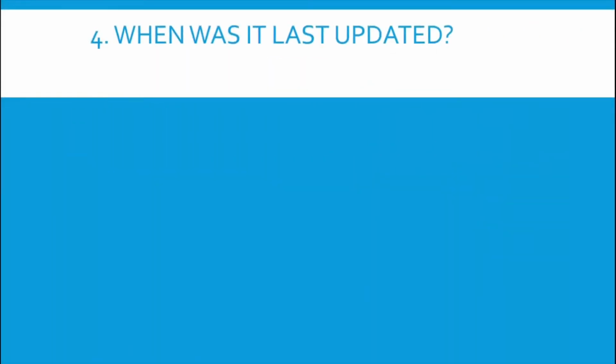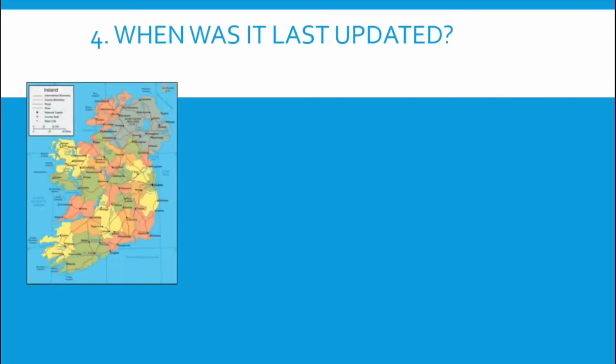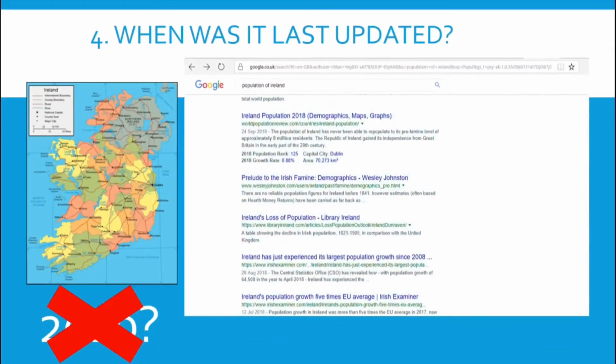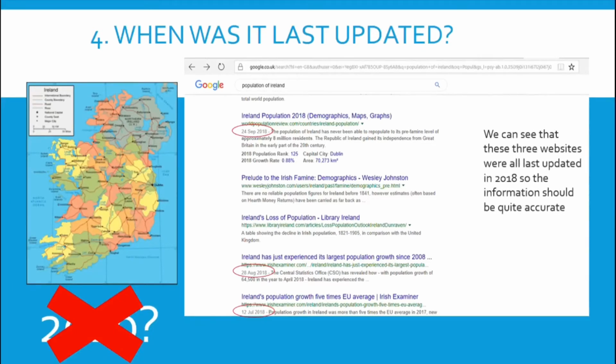When was it last updated? For some topics, when the information was written is important in working out how reliable and useful it is. For example, if you wanted to know about the current population of Ireland, a website that hasn't been updated since 2010 won't give you the most accurate or reliable information. Sometimes in the search engine, some of the websites show you the last updated date. We can see that these 3 websites were all last updated in 2018, so we can be fairly sure that the information on them is accurate and reliable because they were updated so recently.